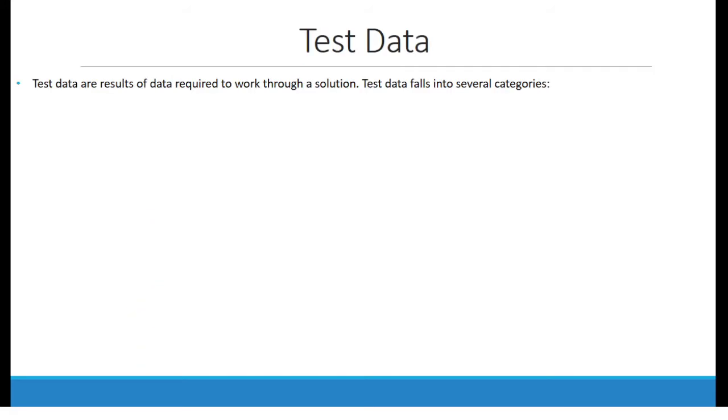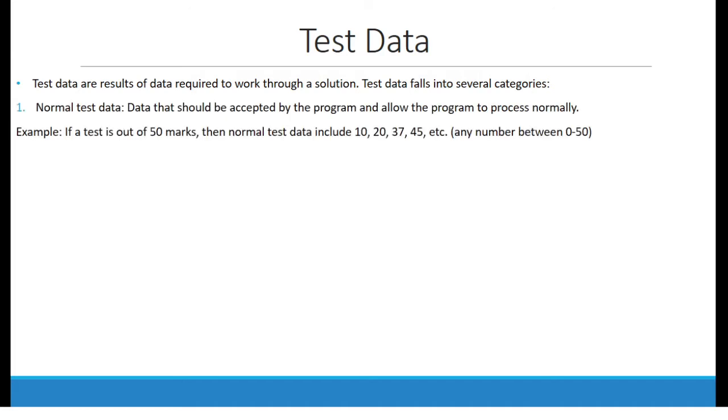Test data. Test data are the data required to work through a solution. Test data falls into several categories. 1. Normal test data. It is data that should be accepted by the program and allow the program to process normally. For example, if a test is out of 50 marks, then normal test data include 10, 20, 37, 45, etc. Any number between 0 to 50.